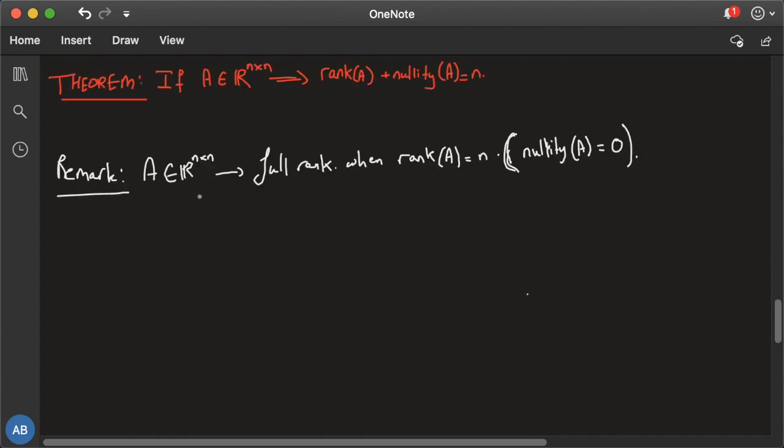And last but not least, we saw that for a square matrix, the rank of the matrix plus the nullity of the same matrix is equal to n, the dimension, the number of rows or columns of that matrix. And keep in mind that the nullity is the dimension of the null space of that matrix. Therefore, if you want A to be full rank, the nullity of A should be 0. That means the null space of that matrix is empty.